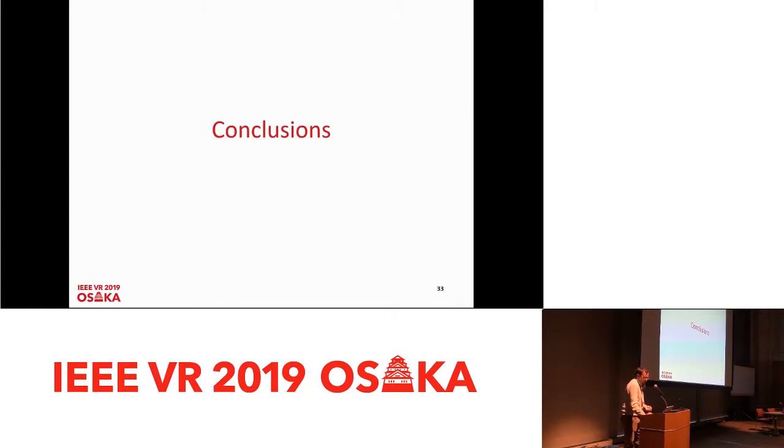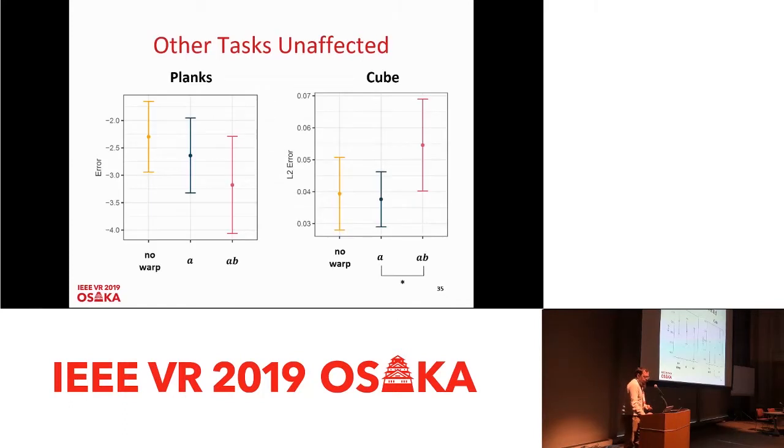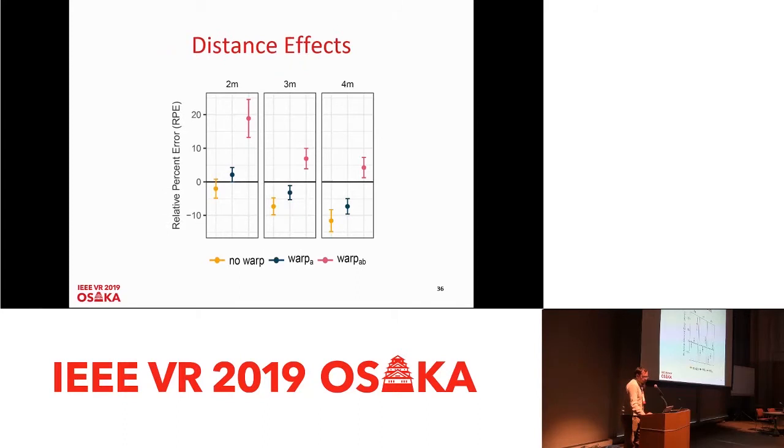In conclusion, warp A did reduce misperception, but not as much as expected. The two additional tasks were not strongly affected by warp, which is particularly surprising in the AB case. The two warps appear to behave differently by distance. This may imply that a nonlinear, piecewise warp could be used. It's also odd that we saw so little distance compression in general, particularly at the 2 meter distance.